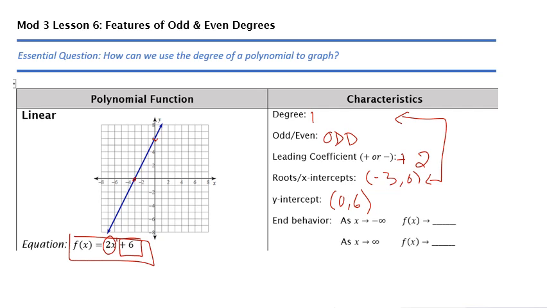For end behavior, as I go to the left, you can see it's going downward to -infinity. And when I go to the right, it's going upwards to +infinity. When we have an odd degree, we're going to find that the end behavior is always going to go in opposite directions. So one's going to go to -infinity and the other one will go to +infinity.